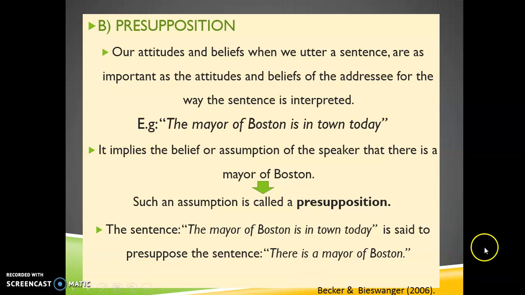So if I have the sentence, the mayor of Boston is in town today, it implies the belief or assumption of the speaker that there is a mayor of Boston. Otherwise, I couldn't say the mayor of Boston is in town today. Such an assumption is called a presupposition. So the sentence, the mayor of Boston is in town today, is said to presuppose the sentence, there is a mayor of Boston. Yes, I understand, I presuppose it.